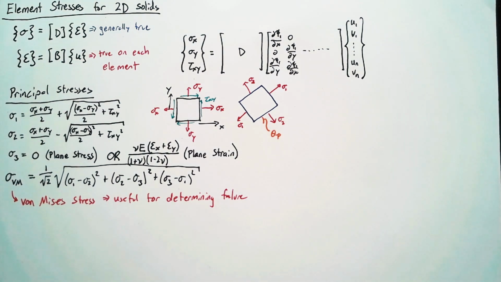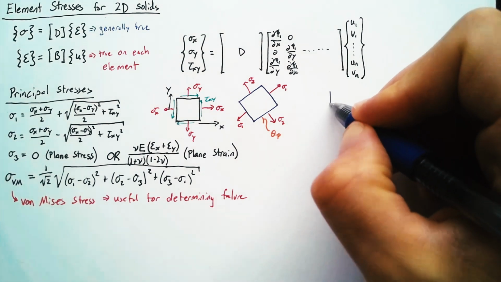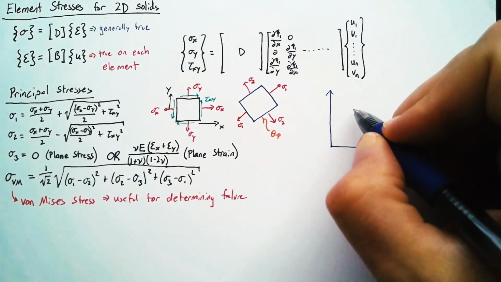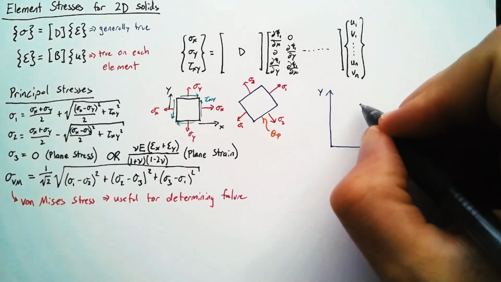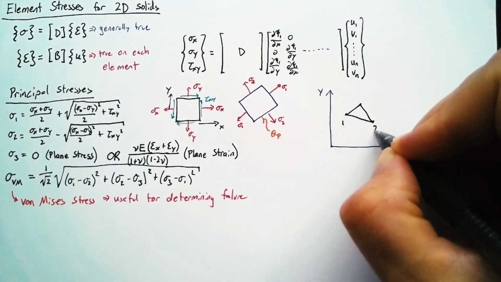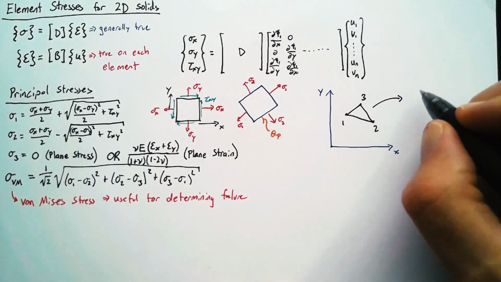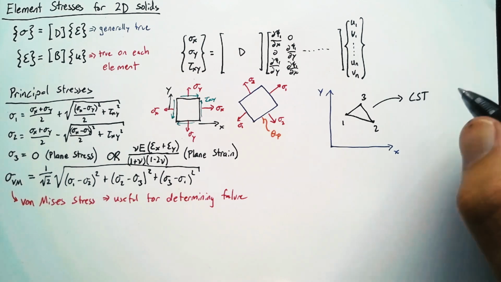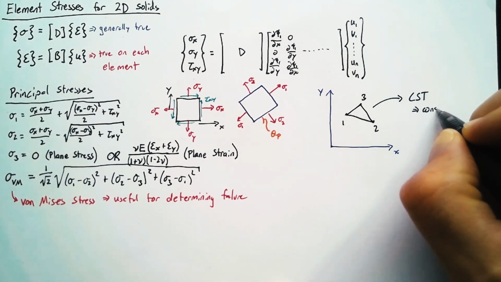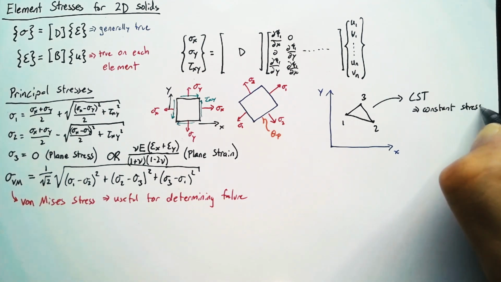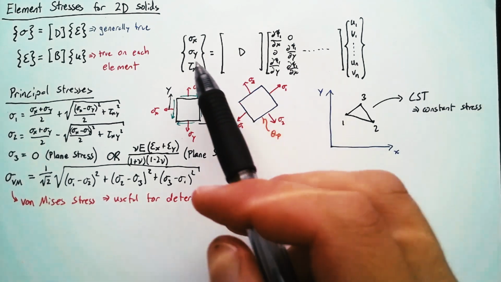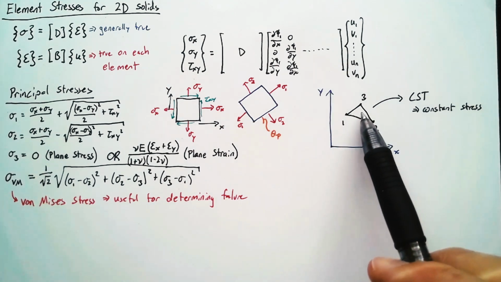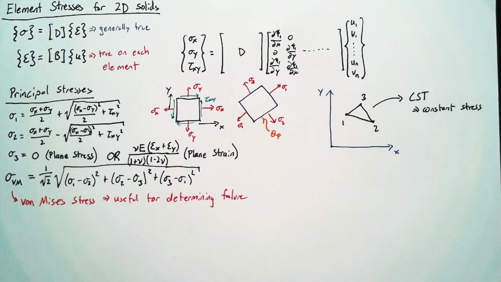Now, let's start thinking about some of the elements that we might be using this for. So the first element that we've already talked about is the constant strain triangle. And that triangle just has 3 nodes. And the idea here is that we have constant strain, right? And so if we have constant strain, that also means we have constant stress, which means that if we can figure out what the stress is on any point of this triangle, then we found it for the entire triangle.